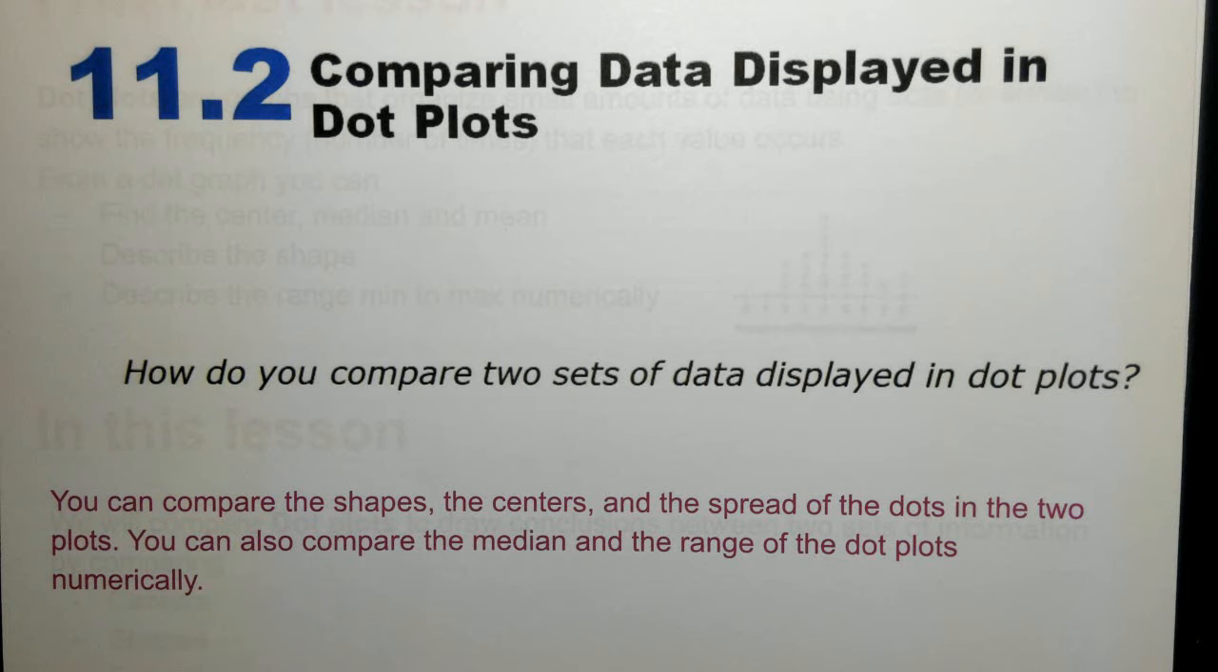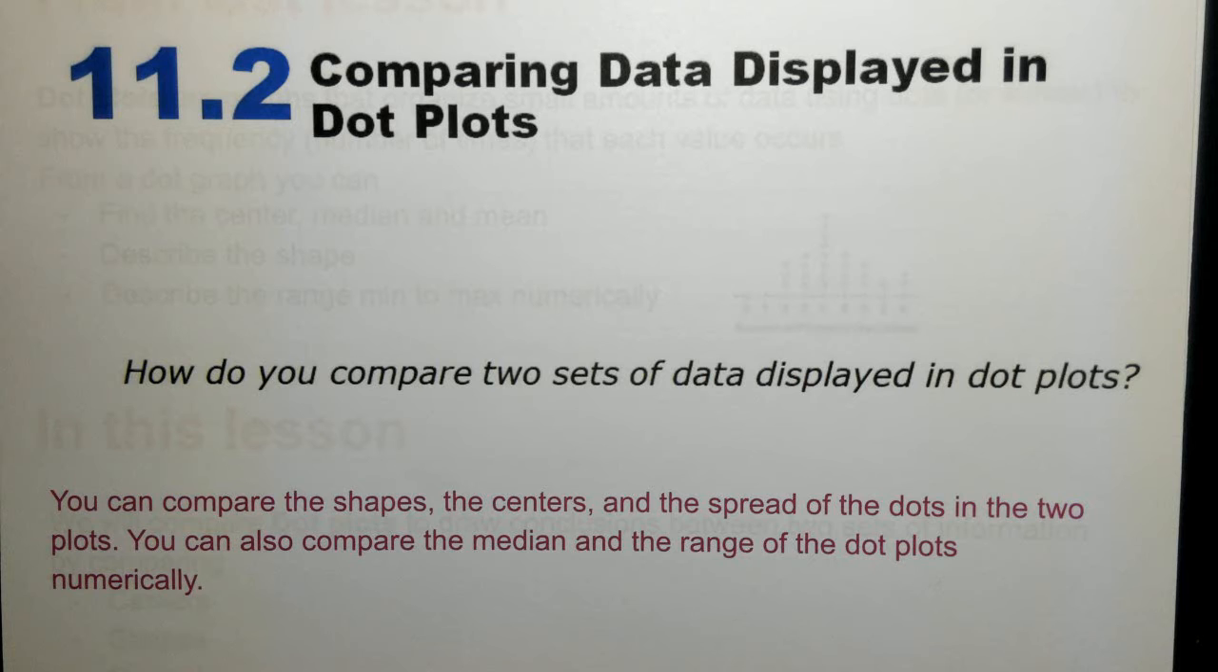Okay, so this lesson is going to be the second one in our Module 11. We're going to be comparing data displayed in dot plots. This is the second in 3 where we analyze and compare data, and in most cases we're learning to do this visually with graphs. So today is going to be comparing two sets of data displayed in the dot plots. And the question we're going to be answering is, how do you compare those two sets of data?